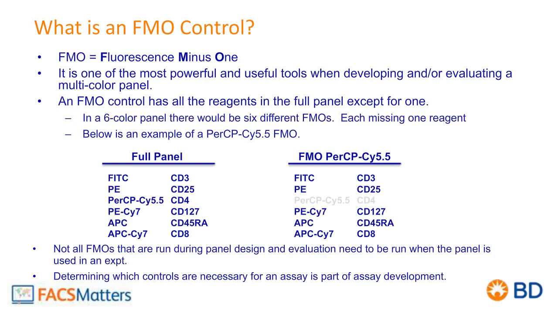That can be painful, and it's certainly not something you're going to be able to do every time you run your experiment. What I'm going to tell you is that you should probably run almost all of your FMOs when you're designing your panel and going through your iterations. But from that data, you'll understand that you may only need two or three FMOs to correctly analyze your data and determine what's positive and what's negative. And as we talked about in the last webinar, determining which controls are necessary for an assay is in fact part of assay development.